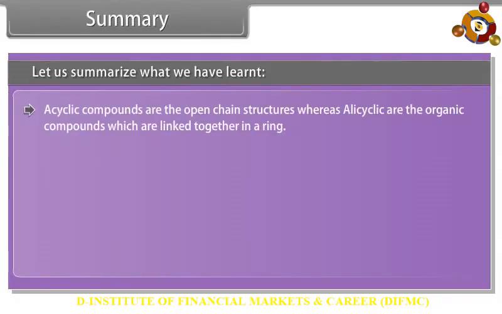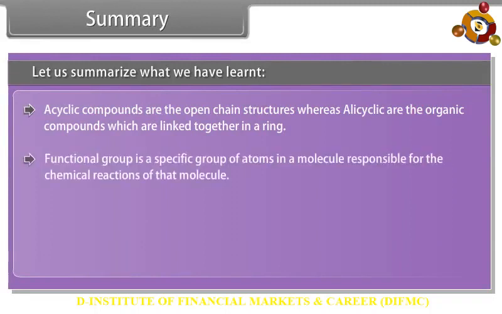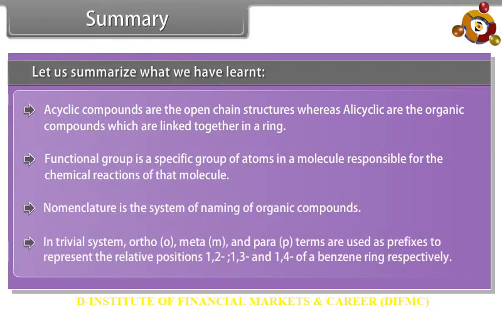Acyclic compounds are the open chain structures, whereas alicyclic compounds are organic compounds which are linked together in a ring. A functional group is a specific group of atoms in a molecule responsible for the chemical reactions of that molecule. Nomenclature is the system of naming of organic compounds. In trivial system, ortho, meta, and para terms are used as prefixes to represent the relative positions 1,2, 1,3, and 1,4 of a benzene ring respectively.